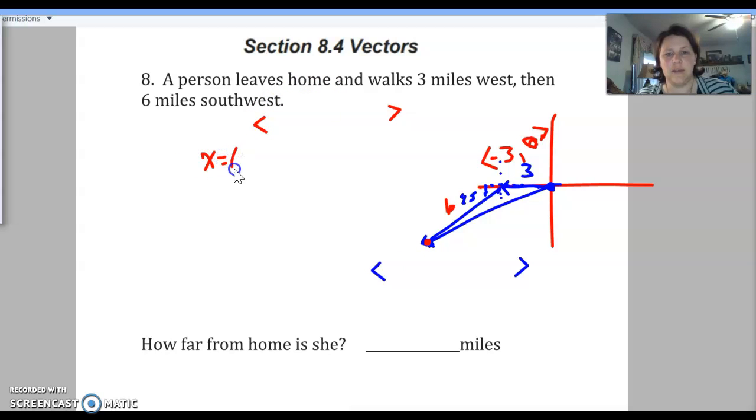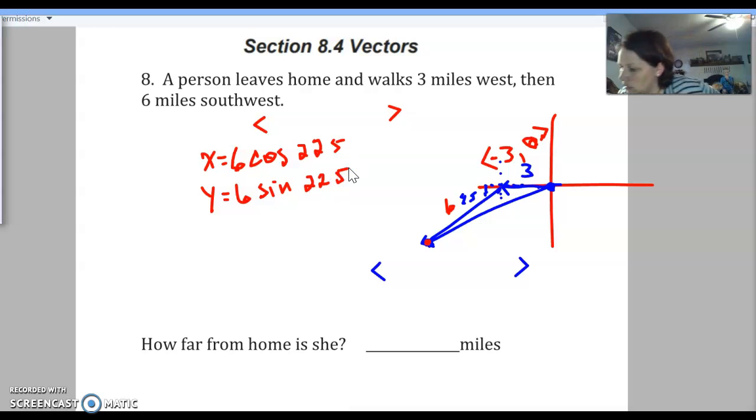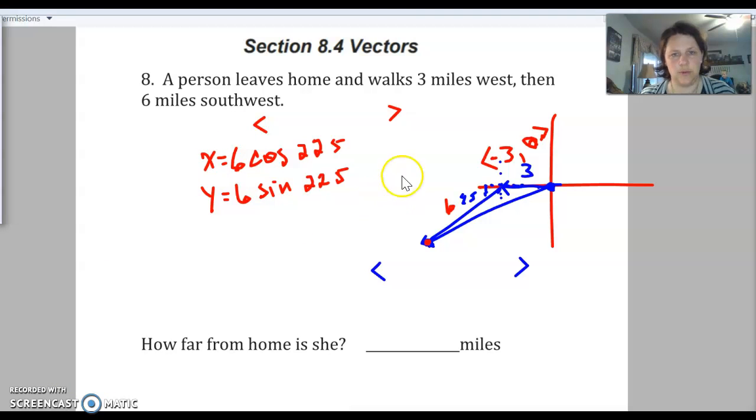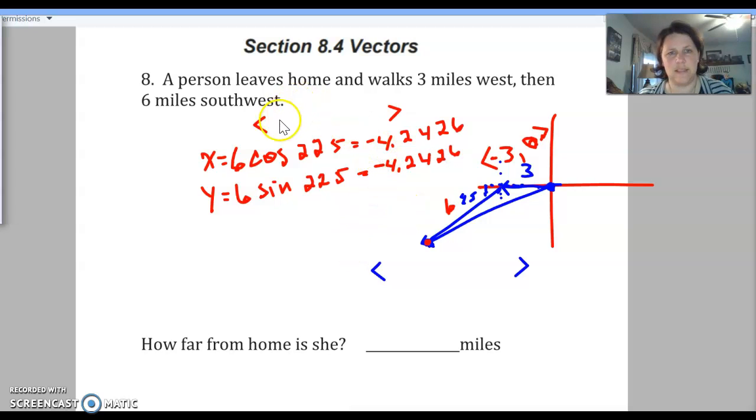So x is going to be equal to 6 cosine 225, and y is going to be equal to 6 sine of 225. Okay, so do both of those on your calculator. Let me see if I have those points written down. Okay, so those are both going to be at the point -4.2426, because we are at 225 degrees. So both sine and cosine give you the same values in quadrant 3 anyway, and they're both negative, which is exactly what we would expect to see.